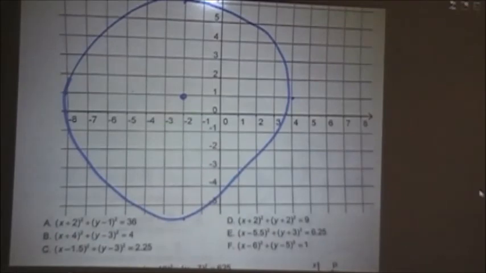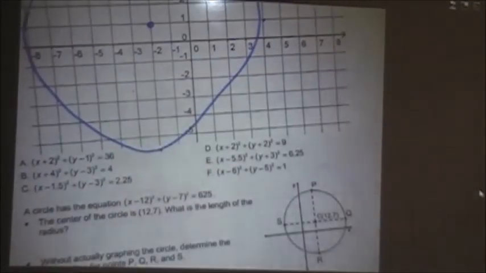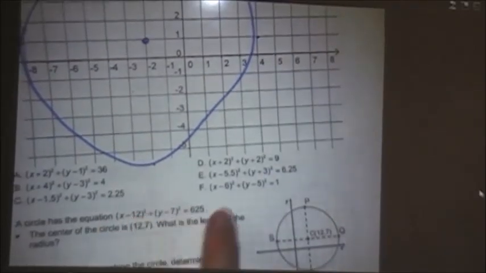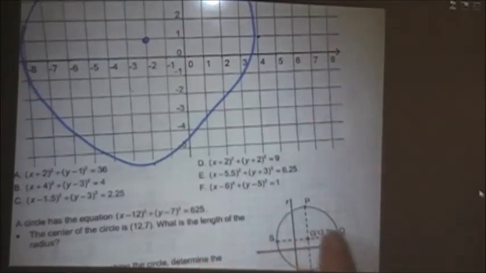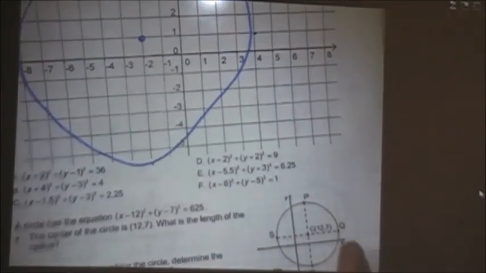You're going to do the same thing for B, C, D, E, and F. And then on the final question, they've given you the equation of the circle. They found the center point. They've asked you for the length of the radius. And then they just want you to count right, left, up, and down to get your other 4 points, P, Q, R, S. So that's pretty self-explanatory and pretty easy.